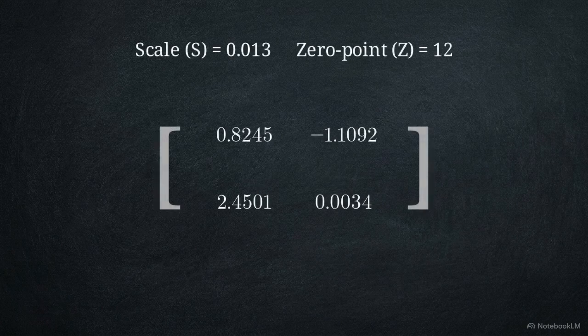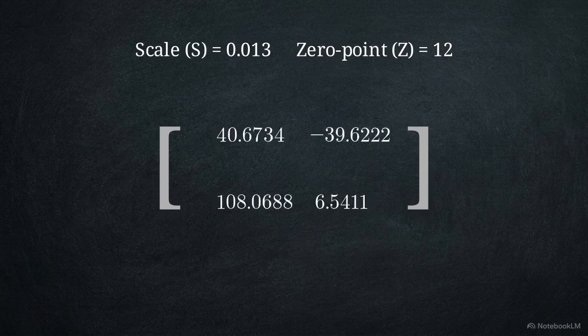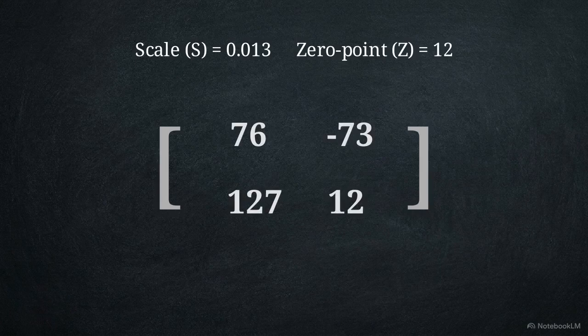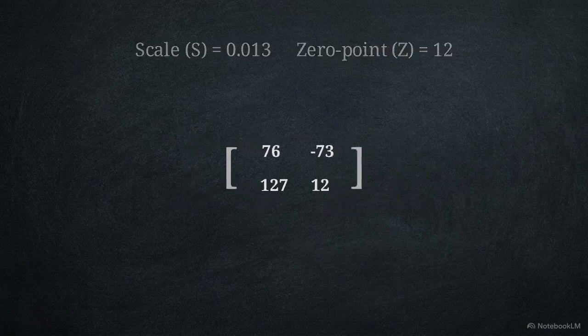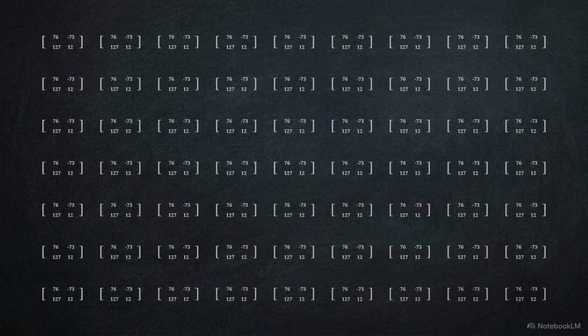Let's apply those formulas. Here is an unquantized 2x2 matrix of real floating point numbers, stationed directly alongside our scale and 0-point parameters. Applying the scale division and origin shift, the continuous numbers independently snap out of floating point space and lock into discrete 8-bit integer forms. This localized matrix transformation is the core geometric shift.